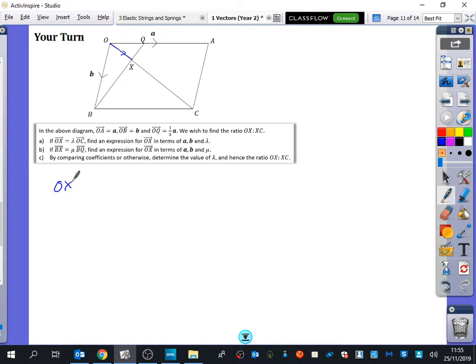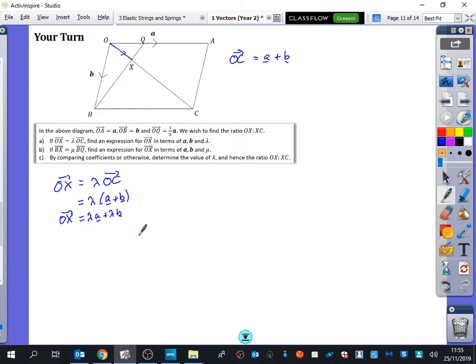OX is some multiple of OC. This time we don't know what that multiple is going to be. To go from O to C, I'm going to do this little extra bit of working out up here. To go from O to C is A plus B, because you go along A and then you add on B. So it's lambda lots of A plus B, which is lambda A plus lambda B.